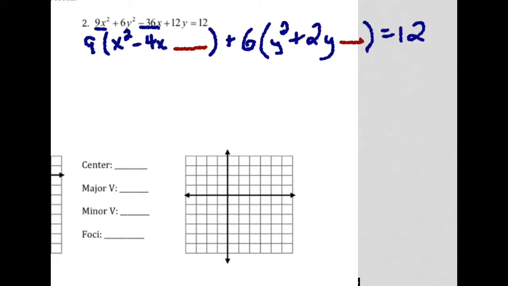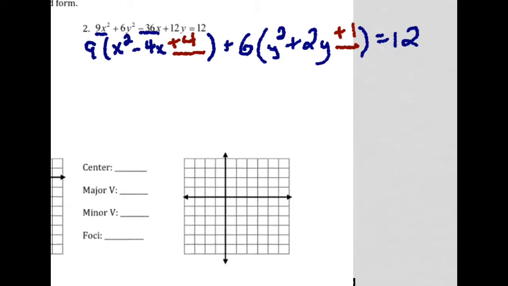So what we're going to be adding here is, again, half of the middle term squared, so the number that we're going to end up adding in that first set of parentheses with the x is going to be half of 4, 2, square it, 4. Okay, so that's going to be plus 4 there. With the y, we're going to have half of 2 squared, which is 1, so we're just going to have plus 1. All right, now we have to be really careful.